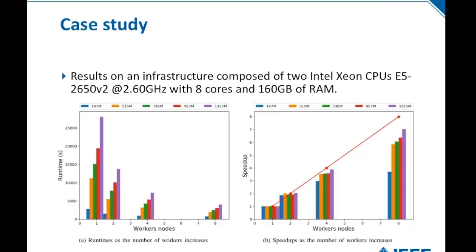So we have a scalability that depends on the dimensionality of the data. Of course, if we have more data to process, the runtime is lower and the speed up is higher. So that's exactly what we want to achieve when we use more workers in the parallel implementation.